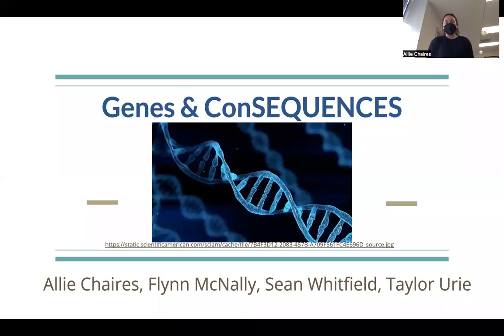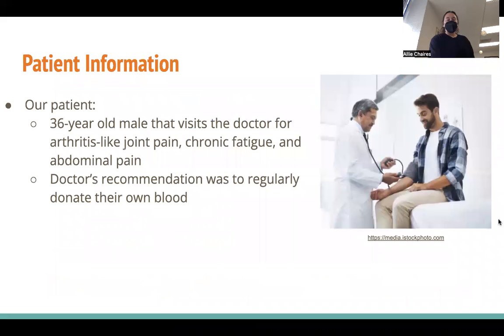Today we're going to be focusing on a specific patient and their issues that they've been having, and then what we found when we looked at their actual sequence for this gene to determine which kind of mutation they had that caused their problems. So to begin, we learned that our patient is a 36-year-old male, and he visits the doctor for arthritis-like joint pain, chronic fatigue, and abdominal pain. And his doctor's recommendation for how to alleviate these symptoms was to regularly donate his own blood.